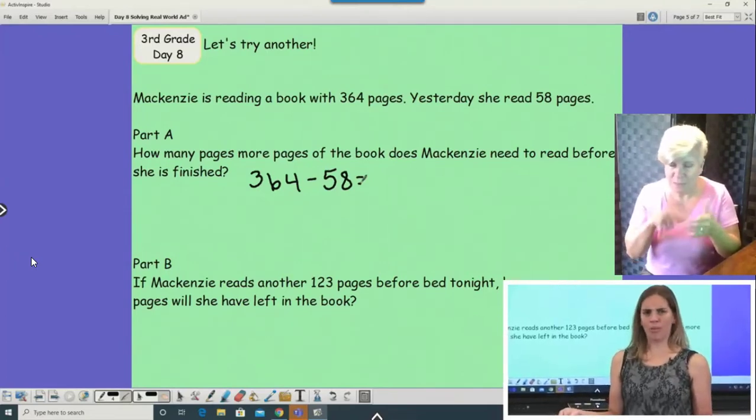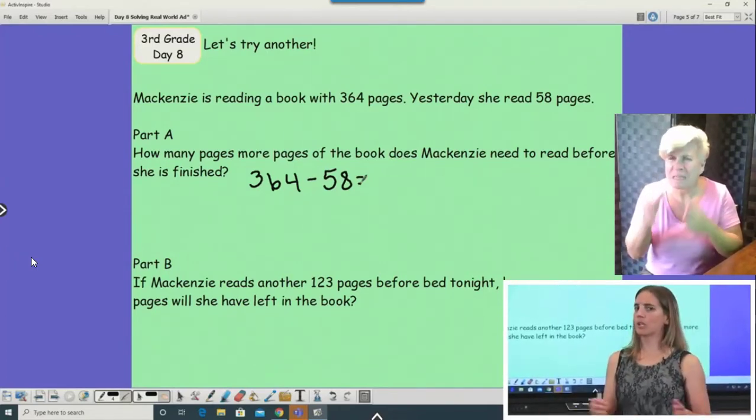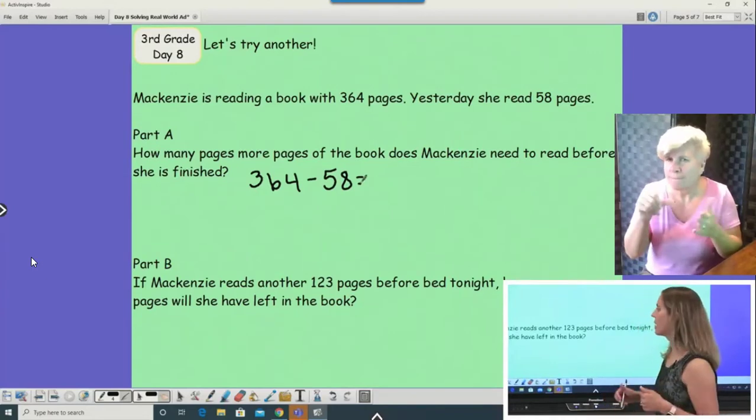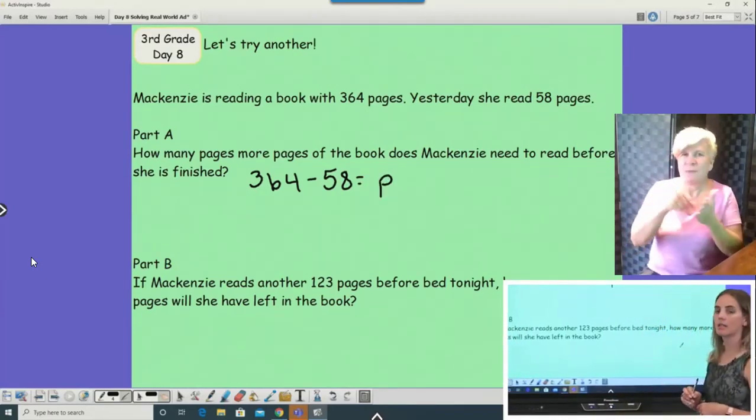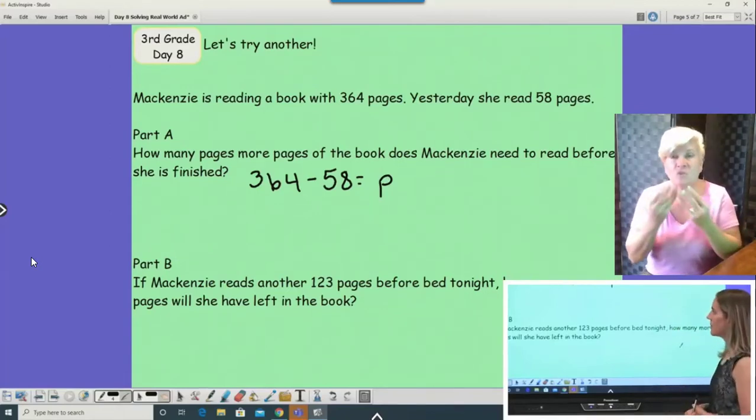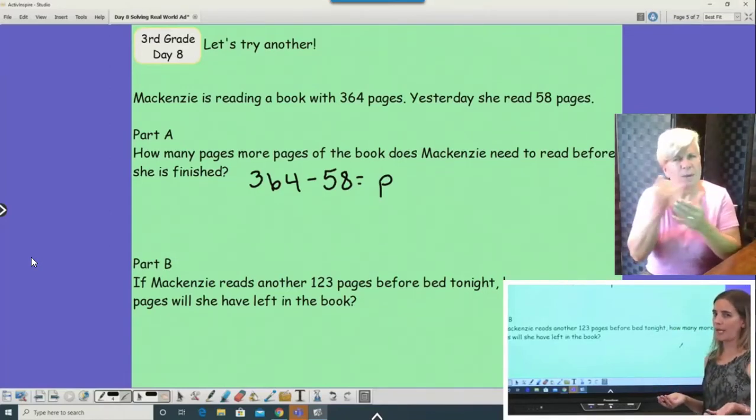So what can I use to represent pages? What variable should we use? I like your thinking. Let's use P for pages. Okay, so there's my number sentence. Now I just have to solve. I think I'm going to draw this one out again.